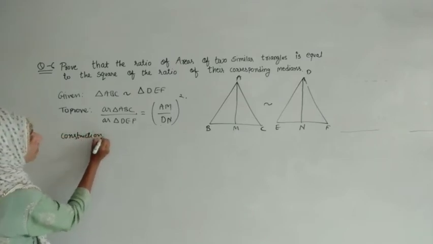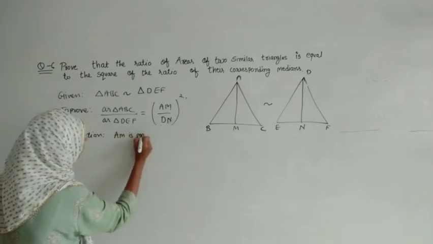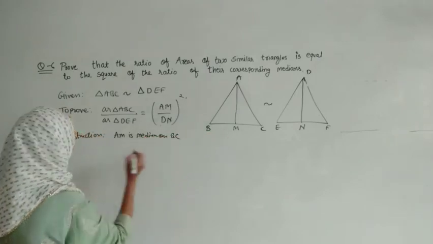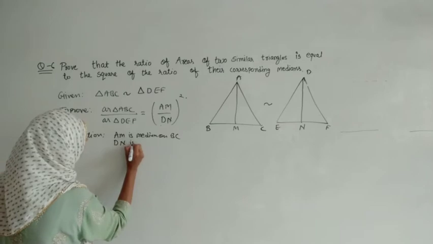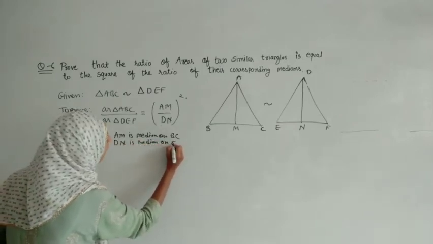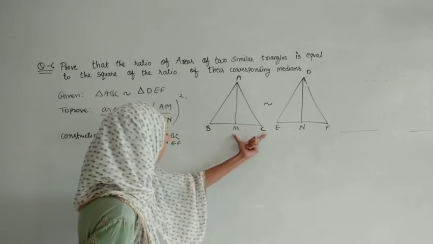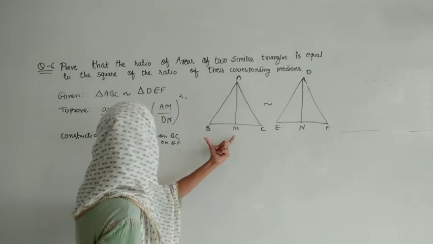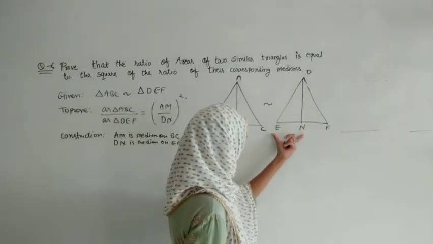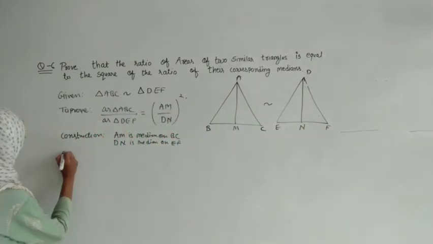So what have we constructed? We have constructed AM as median on BC, and we have taken DN also as median on EF. It means it is dividing it into two equal parts. If AM is a median, then BM is equal to CM, and if DN is a median, EN is equal to NF. So let us begin our process.